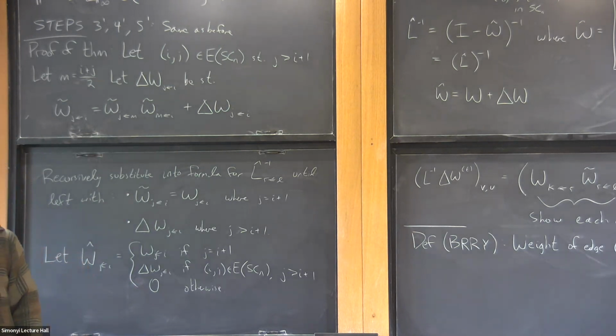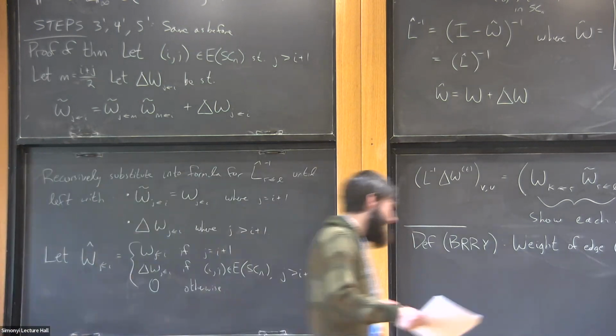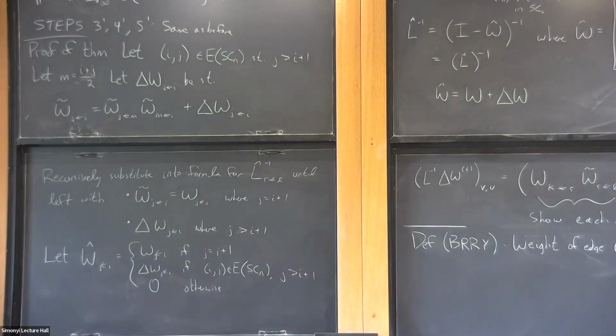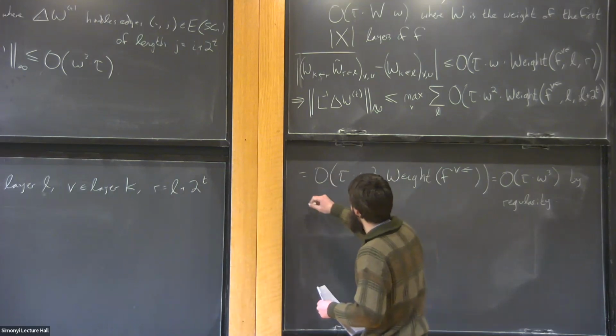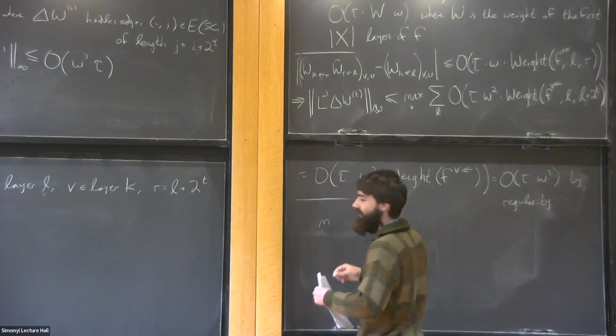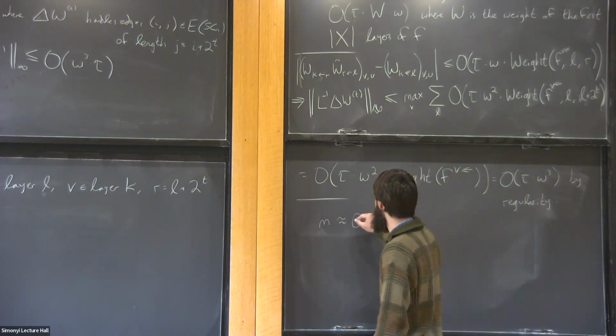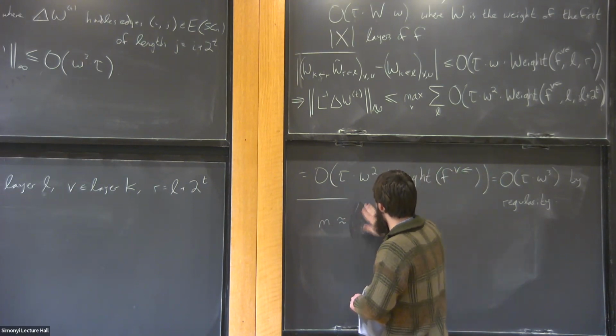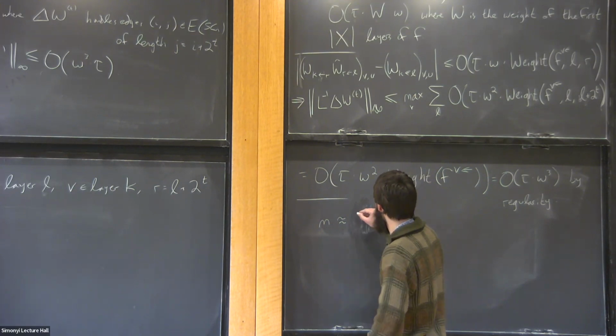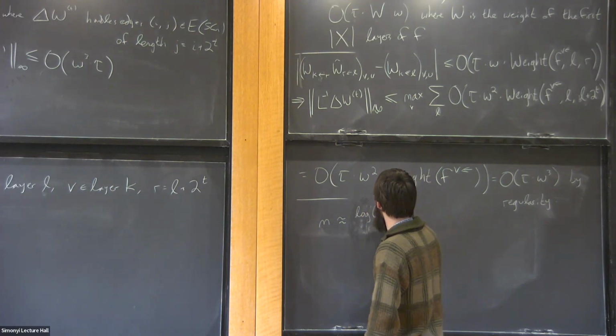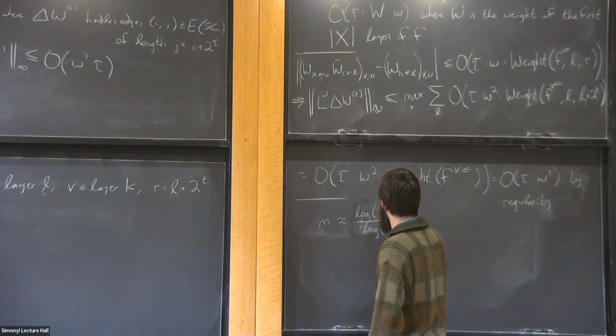Why did you pick 2 to the minus square root log n again? Why didn't you pick a constant? Right, it's to balance two things. In the end, we have to pick M, which is how aggressively we do error reduction. M is roughly log 1 over epsilon over log 1 over tau.